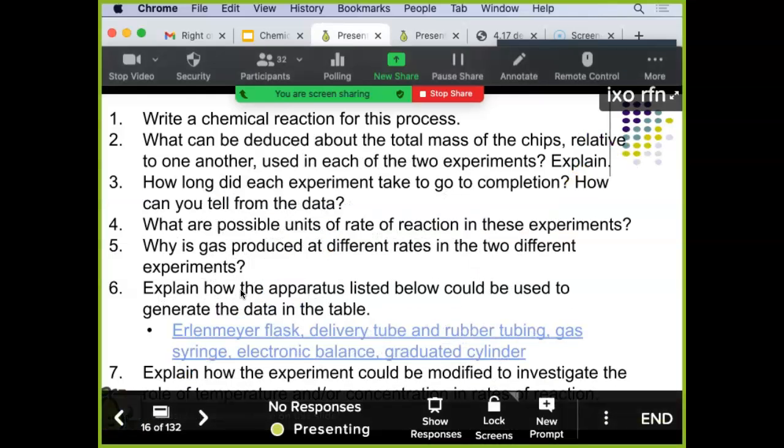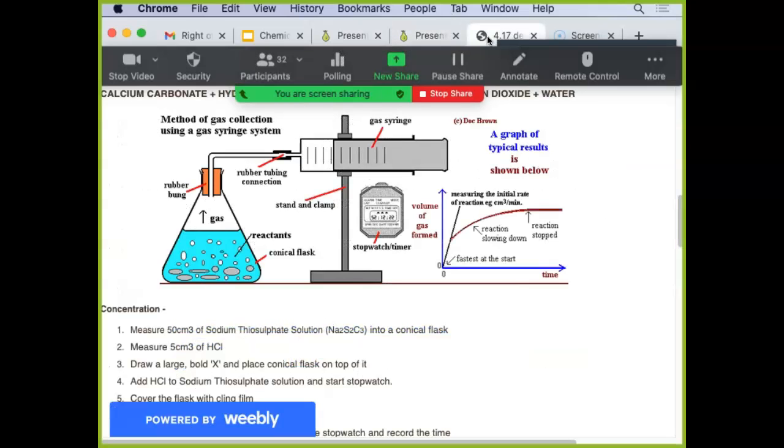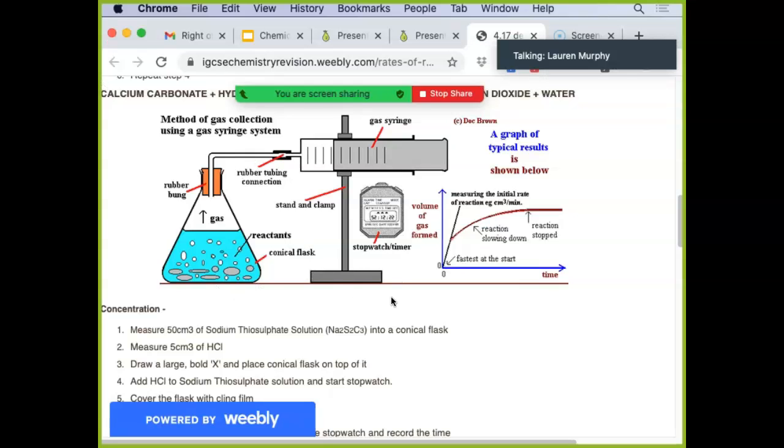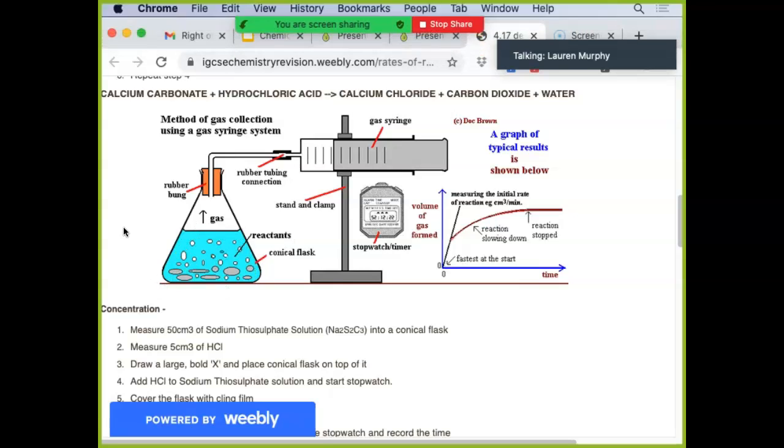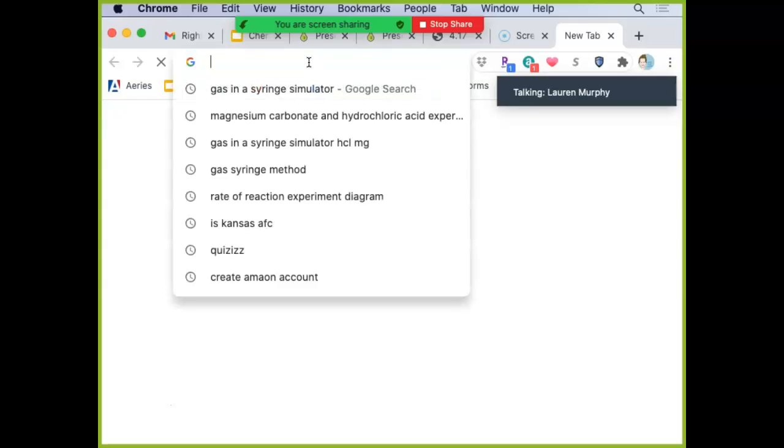So this link doesn't work anymore, so I'm going to just pull up what I have. One way we collect gas in here is over water and the displacement of water, but another way you can collect gases is you can take your liquid, let's say this is HCl, and then we dump the calcium carbonate in here. It produces carbon dioxide gas. Now, instead of collecting the gas over water, we have what's called a gas syringe. So if you don't remember, I'll show you the apparatus.